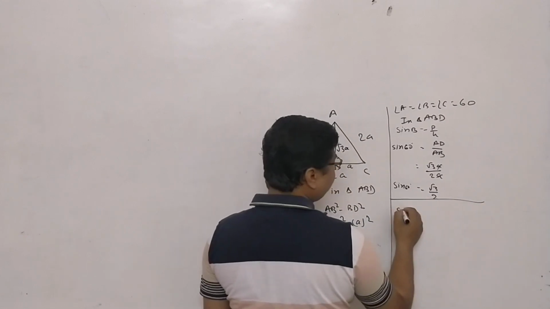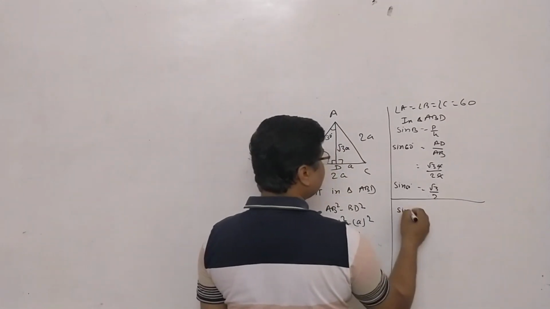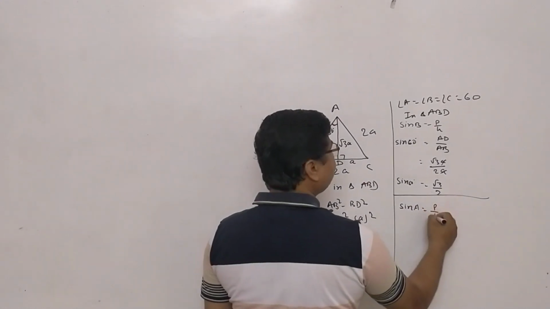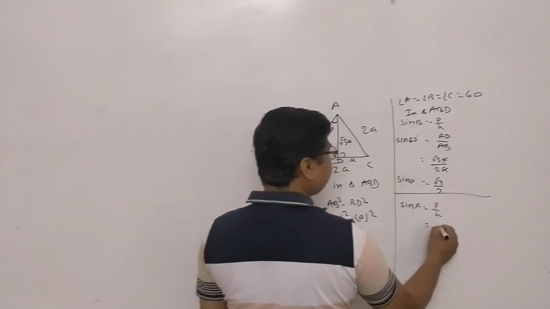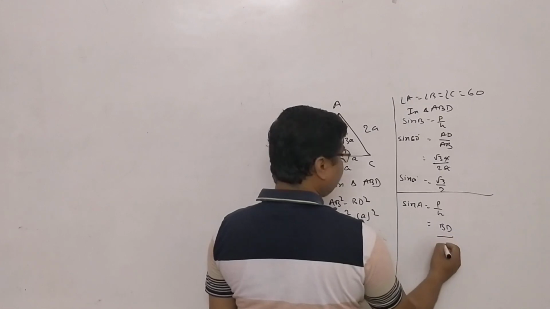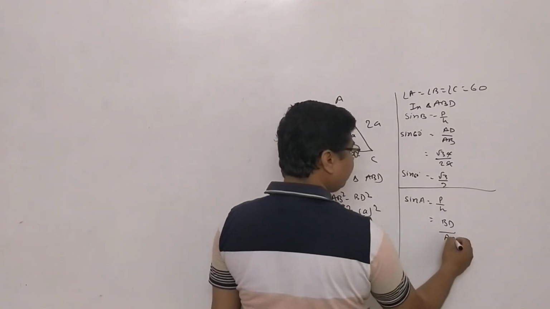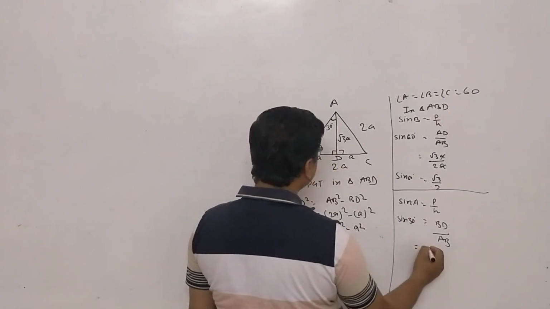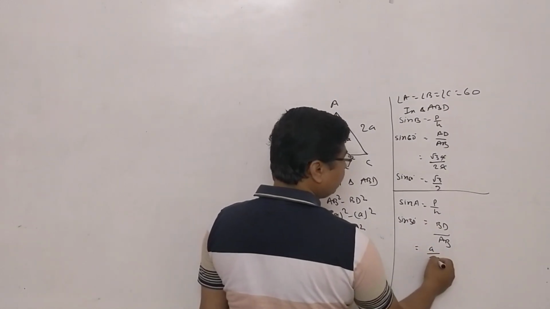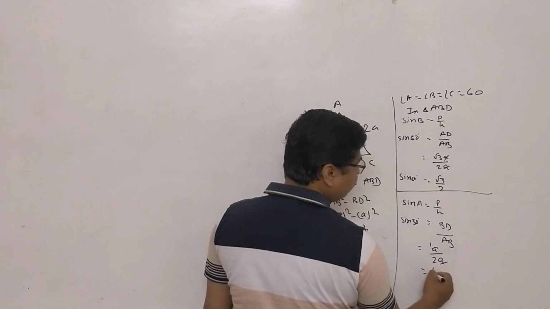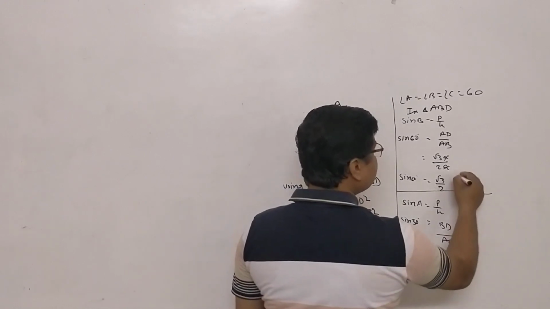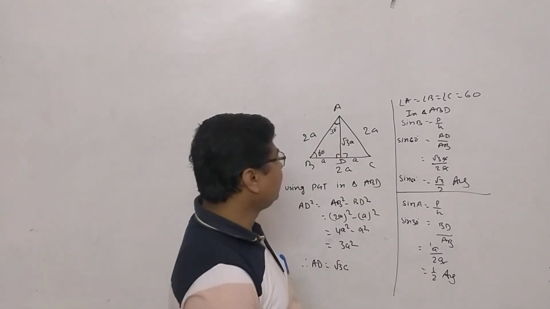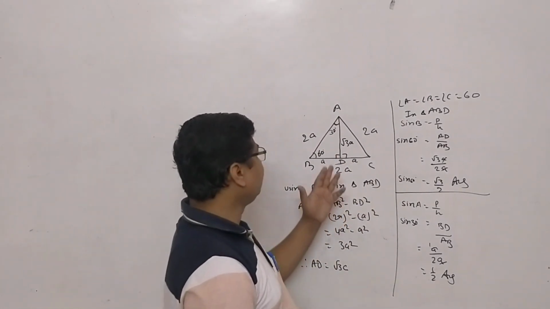Similarly, we want to find sin 30 degree, and 30 is at A. So sin A equal to, formula will remain same. P is here BD and H is here AB. So sin 30 equal to BD upon AB. BD is A, AB is 2A. Using same formula of ratios, you can find sin 60, cos 60, cos 30, tan 60, tan 30, etc.